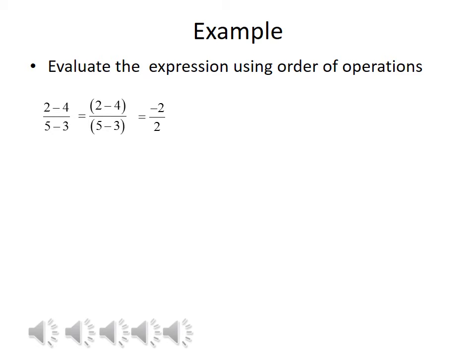If we evaluate 2 minus 4 in the numerator, that gives us negative 2. And if we evaluate 5 minus 3 in the denominator, that gives us positive 2. So we're left with negative 2 divided by 2. We've cleared our parentheses, so the next thing we want to do is go on to multiplication and division. What do we get if we divide negative 2 by 2? Dividing negative 2 by 2 gives us negative 1. And so that's the expression simplified. The simplification of this expression is negative 1.